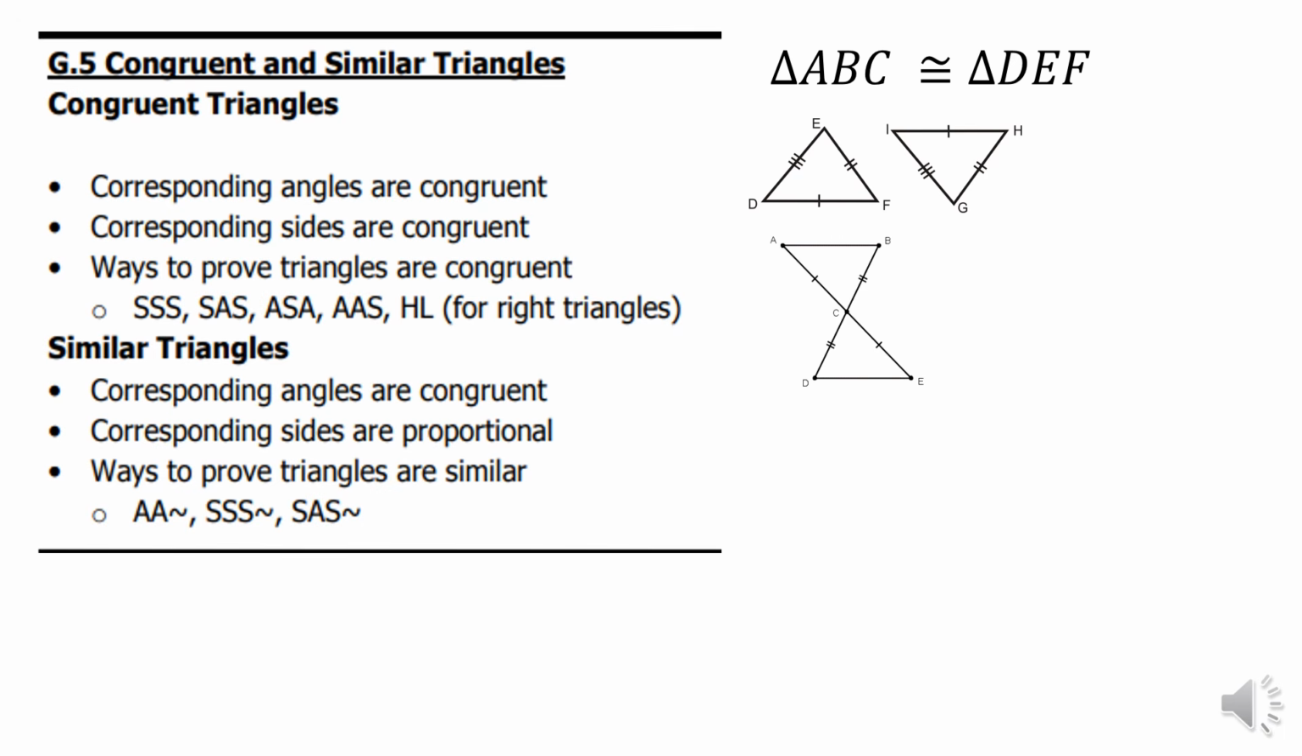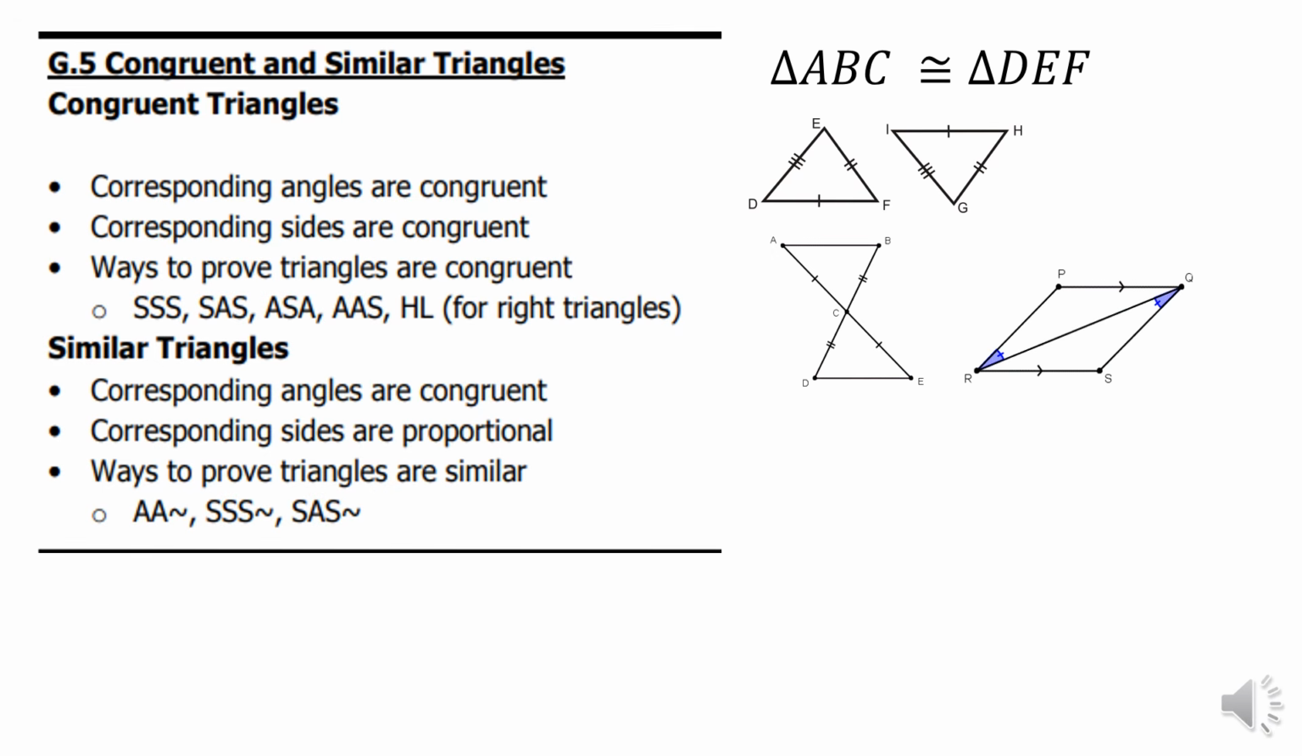Side, angle, side. You have two sides and an angle in between the two sides that are congruent. Sometimes they mark it. Sometimes you have one like this where you have your vertical angles. Remember, if you have vertical angles, they won't mark it. You have to mark it for yourself.